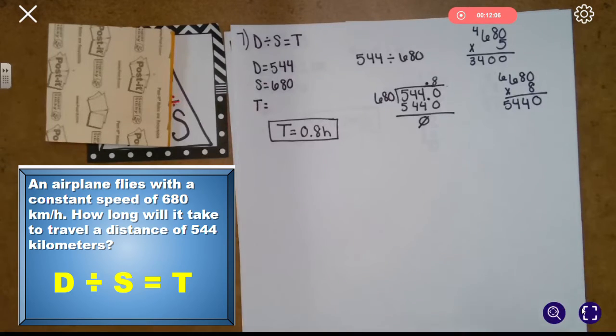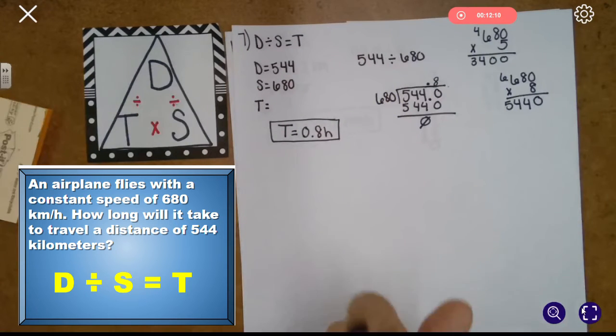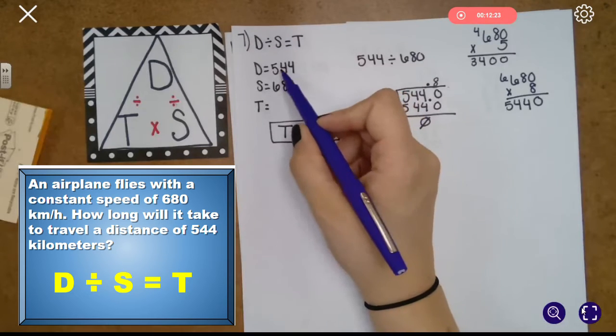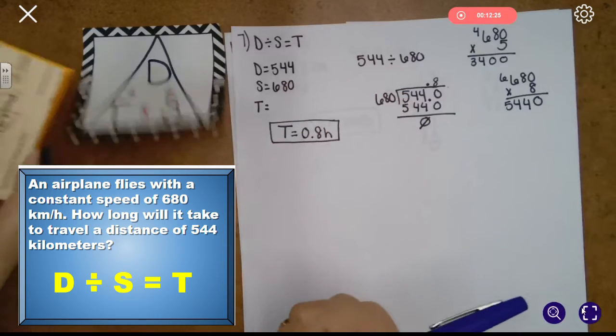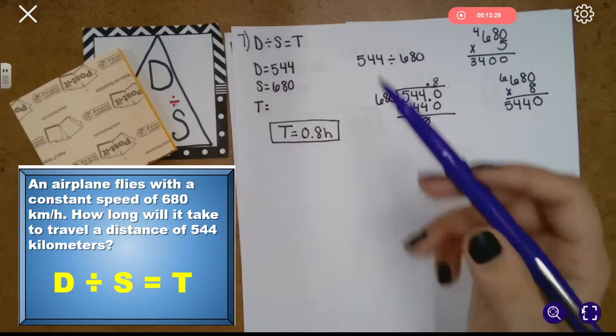Number 7, and then you get number 7, which is an easier problem. An airplane flies with a constant speed of 680 kilometers per hour. How long did it take to travel a distance of 544 kilometers? So it gave us a speed, it gave us a distance, we had to find the time. So cover that up with your distance divided by speed equals time.